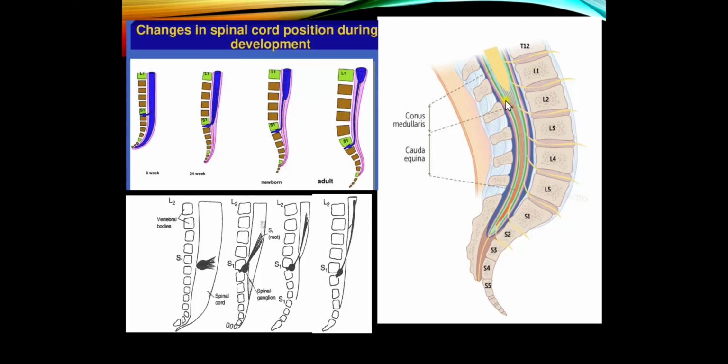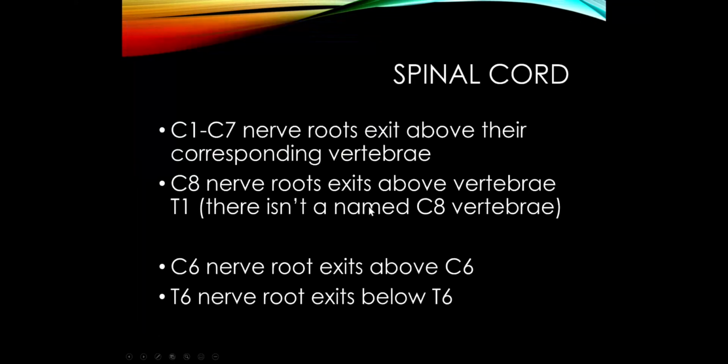Okay. Notice also that these nerve roots get pulled up further and further during development, and those nerve roots are called the cauda equina. Now, a very small thing, it's really just a naming issue, that the nerve roots C1 through C7 exit above their corresponding vertebrae, but since there isn't a named C8 vertebrae, but there is a named C8 nerve root, then things kind of reverse below that.